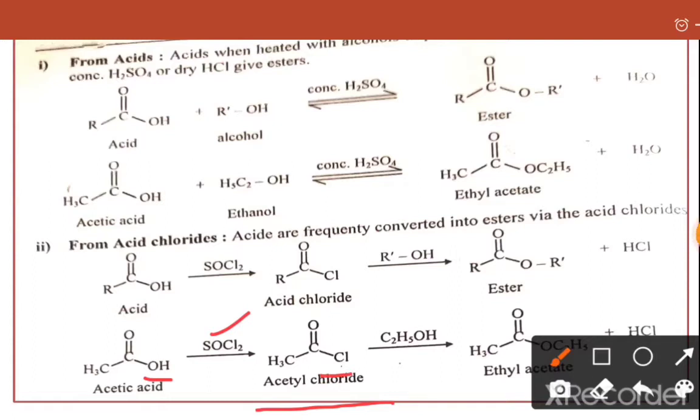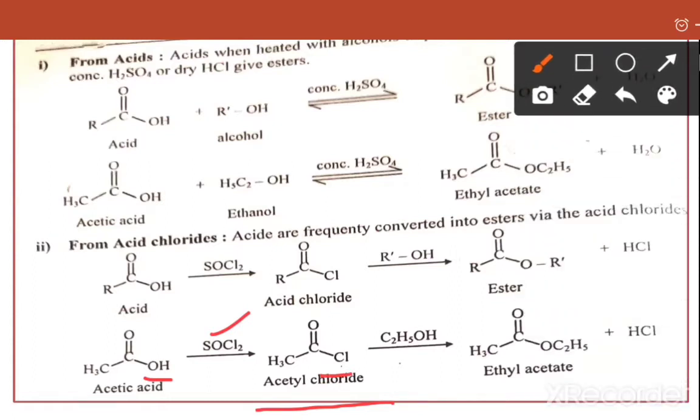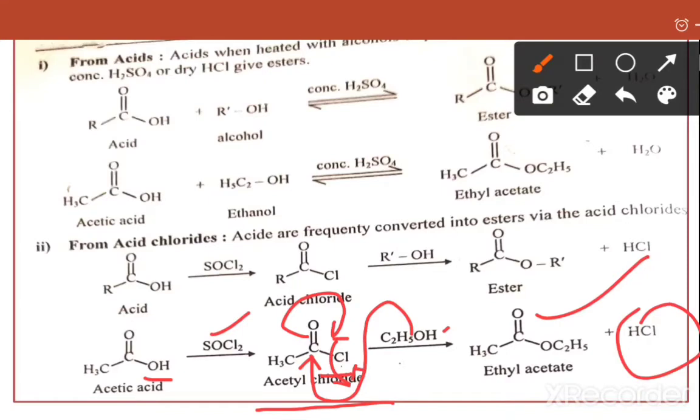Now in the next step, the C2H5OH, that means the ethanol, will attack this electron deficient carbonyl carbon, and here there is departure of the chlorine, in the form of HCl. That means here Cl and here hydrogen, that means HCl. And here we get ethyl acetate as the final product.